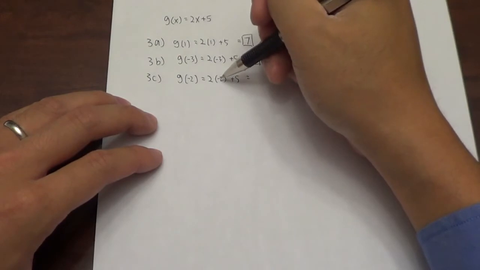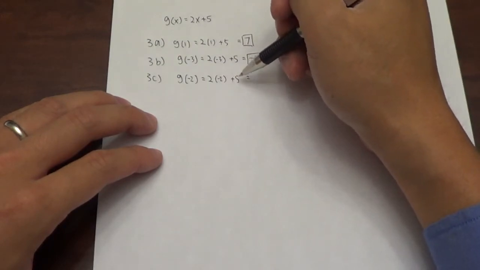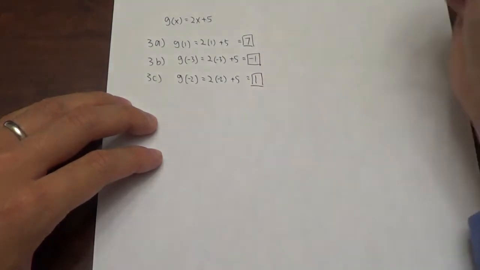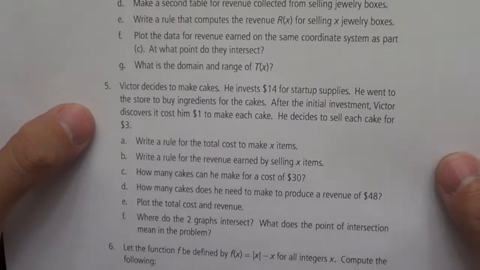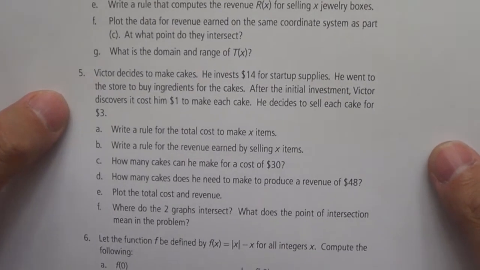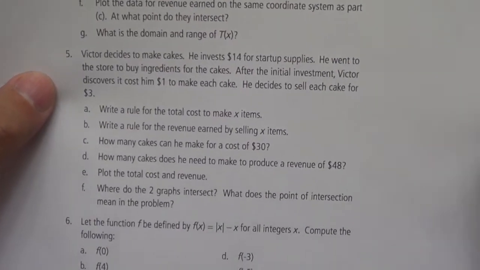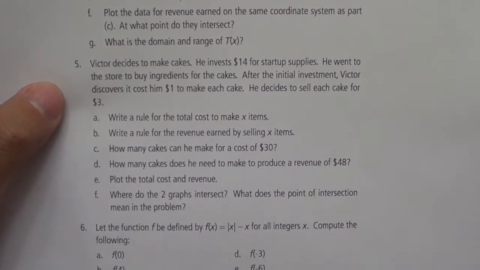2 times negative 2 is negative 4. Negative 4 plus 5 equals positive 1. Okay, I'm going to skip ahead to number 5. And if you need help with number 4, it's pretty much the same question as number 5. So you can just watch number 5 to figure out how to do number 4.